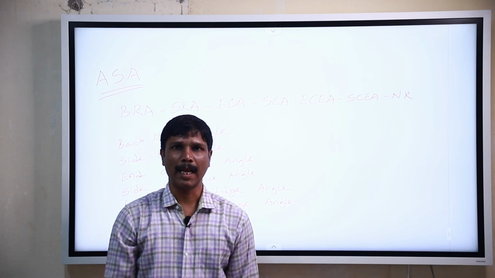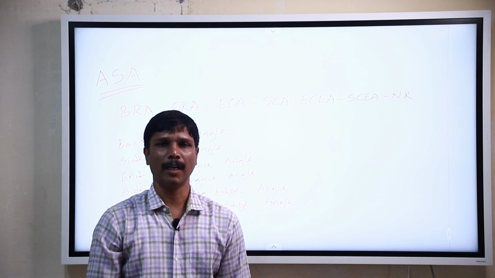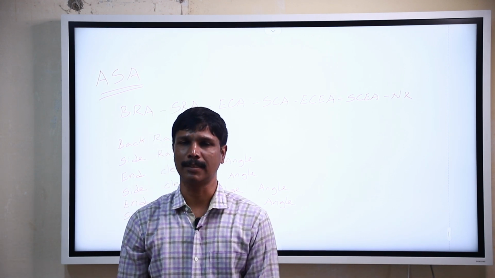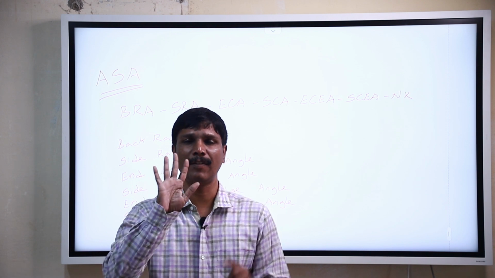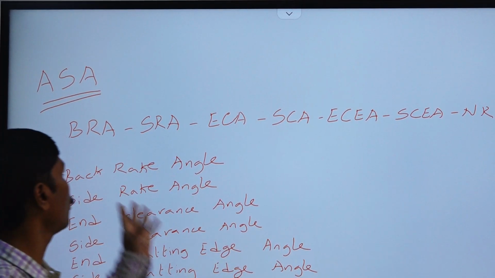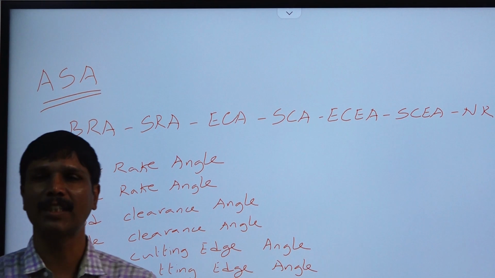Now we are going to discuss the American Standards Association system of representing tool nomenclature. In tool nomenclature, we have 7 terms. So, we should know the position of the 7 terms.